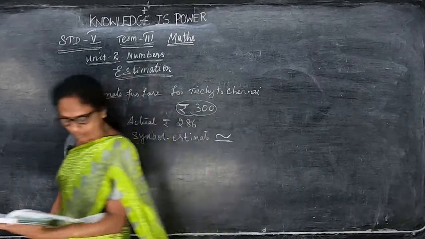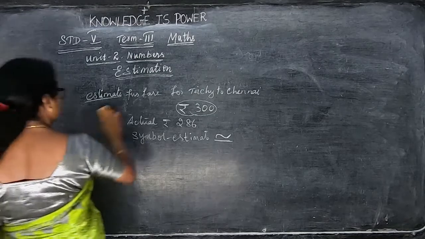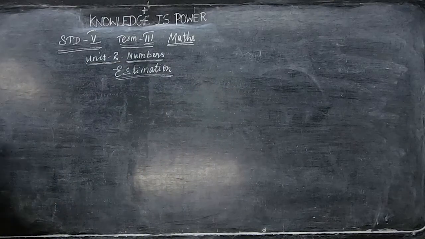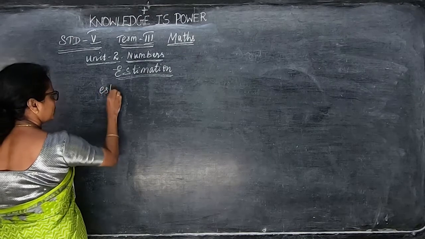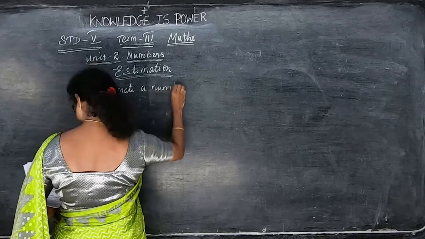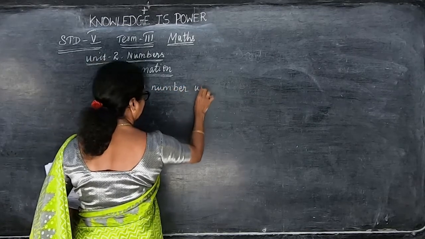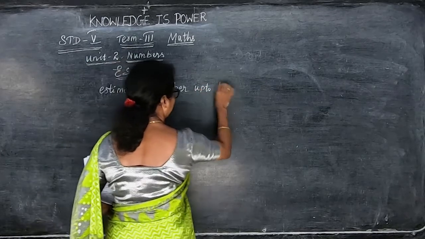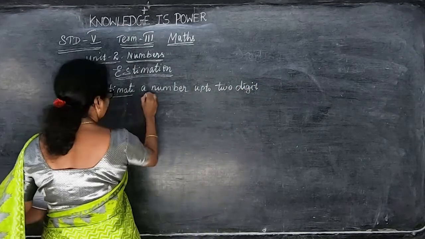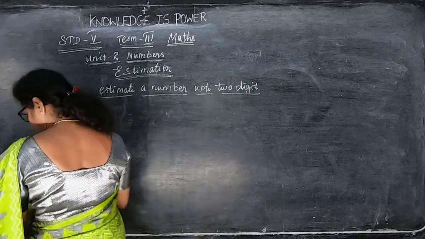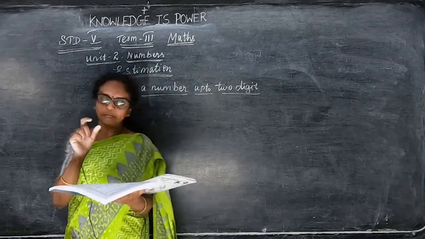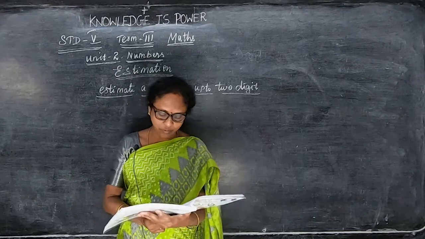Now we are going to estimate numbers up to 2 digits. Today we are going to see estimated numbers up to 2 digits. Estimating a number to our desired number is called estimation. The value we are finding out, close to the number, is called estimation.